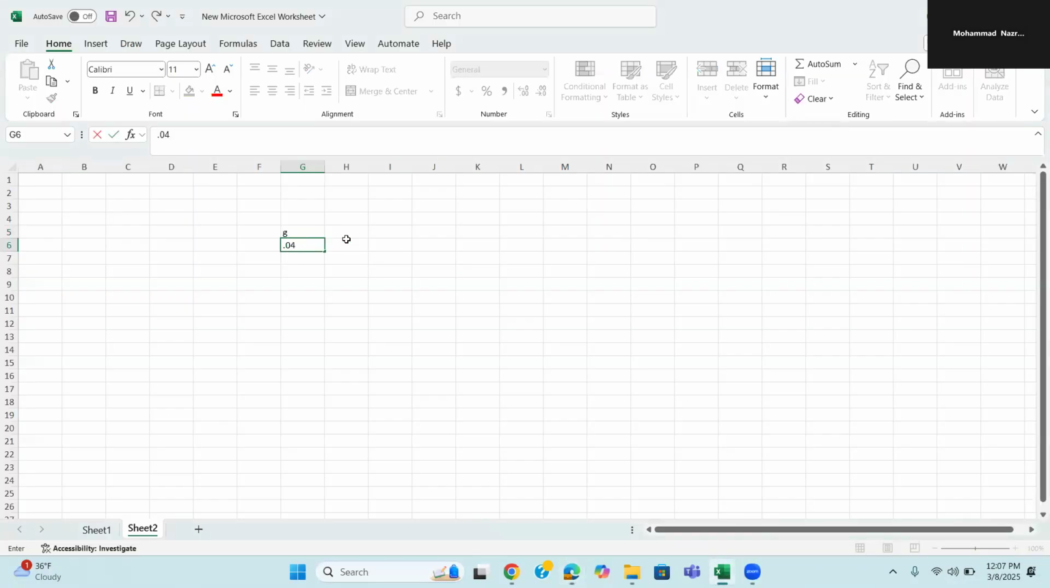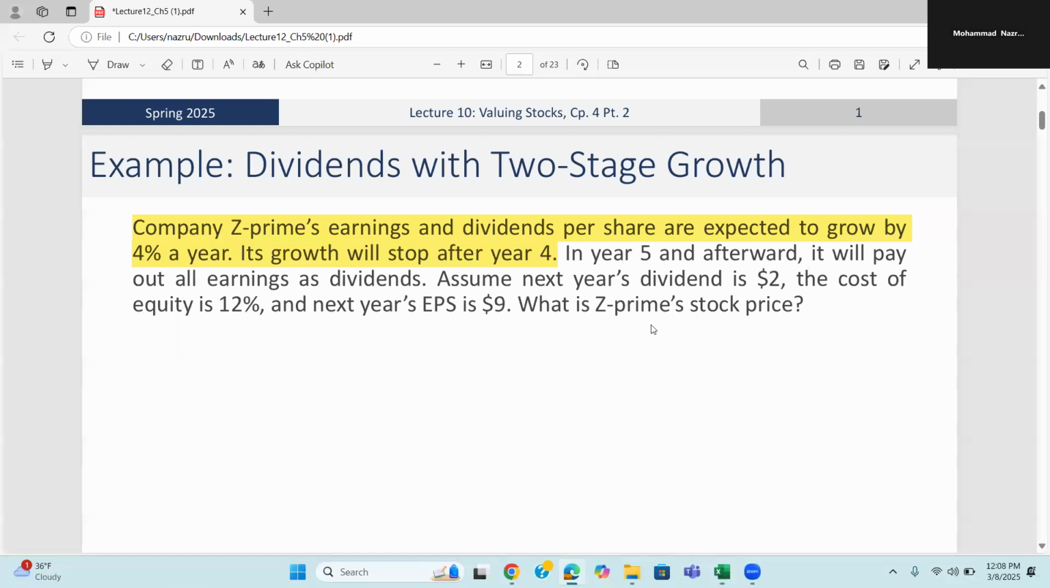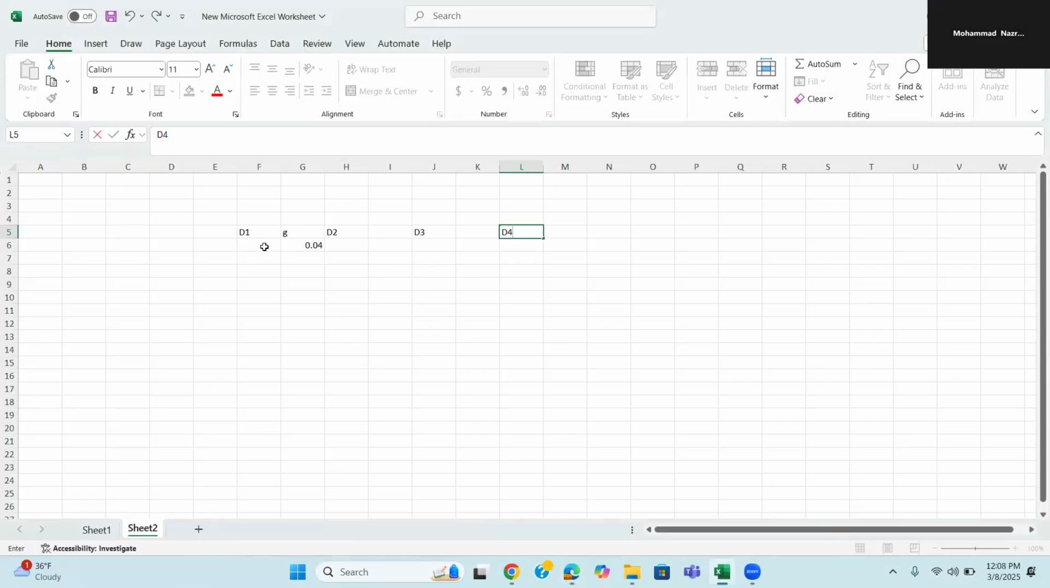So my dividend should be D0 and then D1, D2, right? Or I can write here D1, to make it easy. D2, D3, and D4. Okay. So why am I starting with D1? Because it's already given to you. Assume next year's dividend is 2. So we can start from dividend 1 instead of D0.